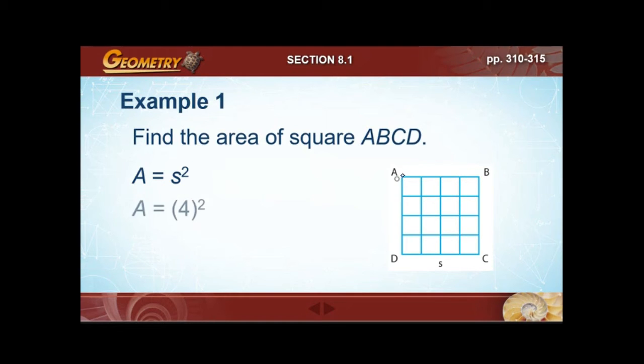So let's measure the length of one side. Oops, didn't mean to click forward there. Let me get my pen back. Okay, so the length of this side is 1, 2, 3, 4. 4 units, and as you already saw when I accidentally clicked forward, we replace s with 4, so the area is equal to 4 squared, and 4 squared means that we do 4 times 4, so that gives us an area of 16 square units. So make sure you understand how to find the area of a square in this way.